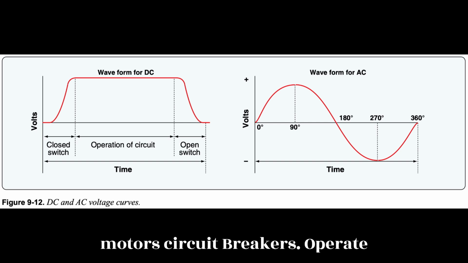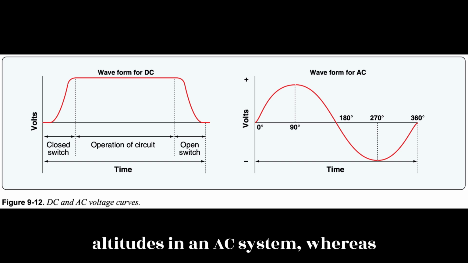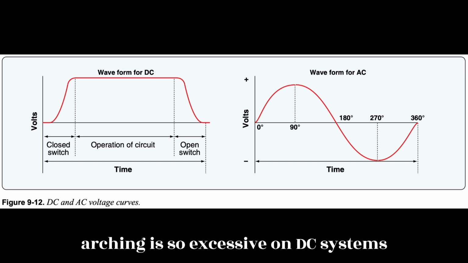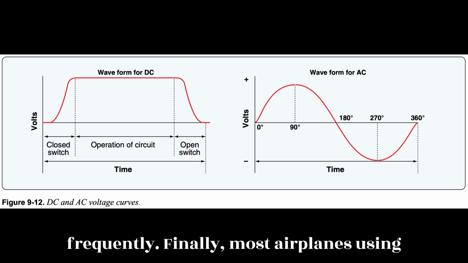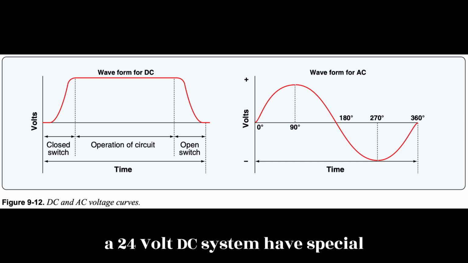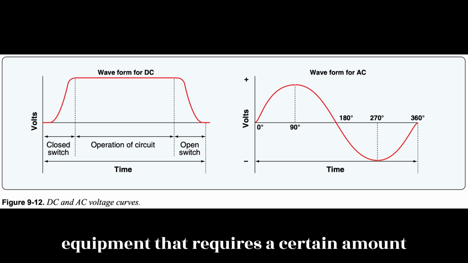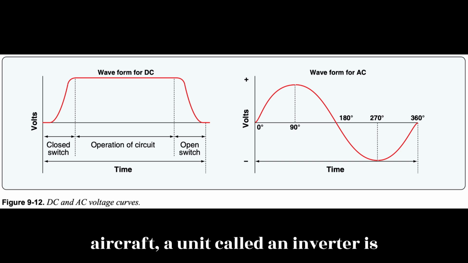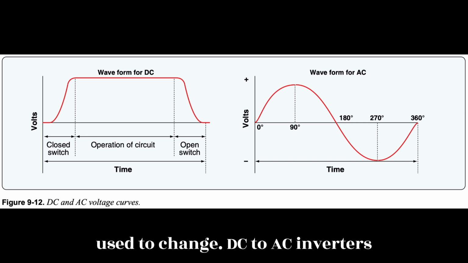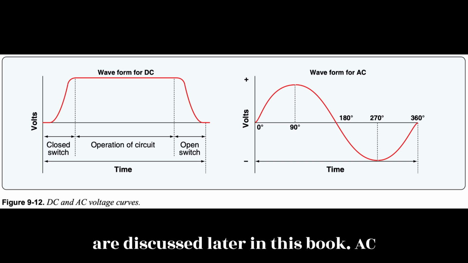Circuit breakers operate satisfactorily under loads at high altitudes in an AC system, whereas arcing is so excessive on DC systems that circuit breakers must be replaced frequently. Finally, most airplanes using a 24-volt DC system have special equipment that requires a certain amount of 400-cycle AC current. For these aircraft, a unit called an inverter is used to change DC to AC. Inverters are discussed later in this book.